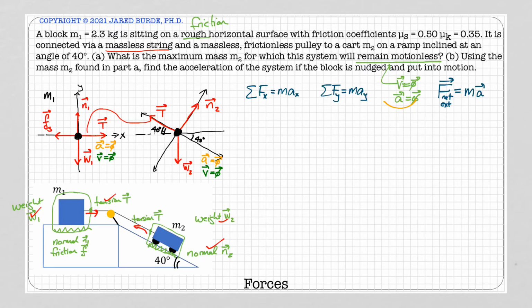So now I'm going to have two equations for the first object and two equations for the second object. Looking at the first one here, I have tension that is acting to the right, so it's positive. I have static friction acting to the left, so that's negative. Make sure you include the subscript for the mass that you're considering. In the y direction, I have normal force acting up. I have weight acting down.